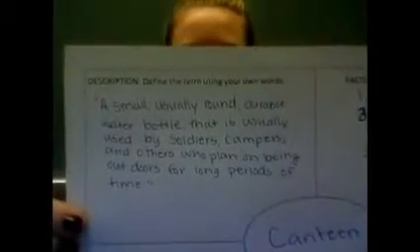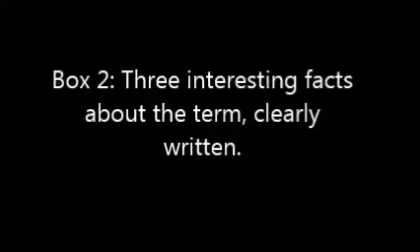At this point, here is what your Frayer Model should look like. In box 1, you should have the definition in your own terms. In box 2, you should have 3 interesting facts about your term. And in the middle circle, you should have the vocabulary term written.